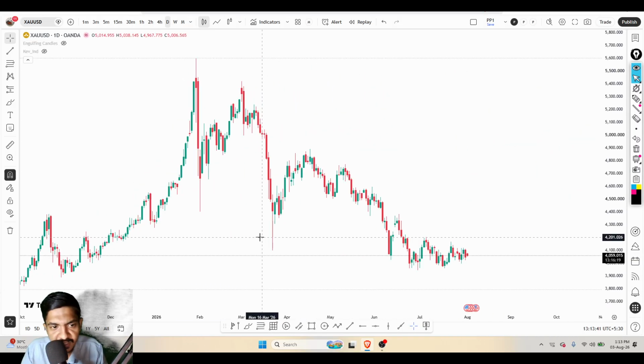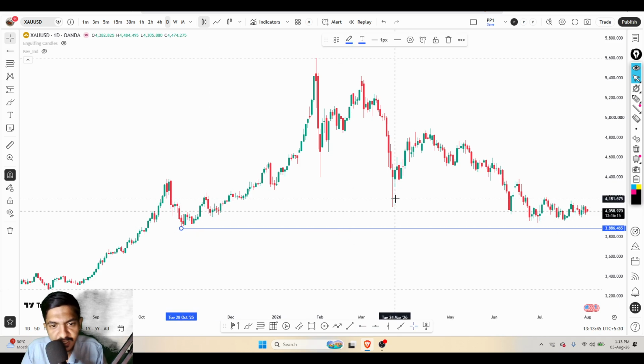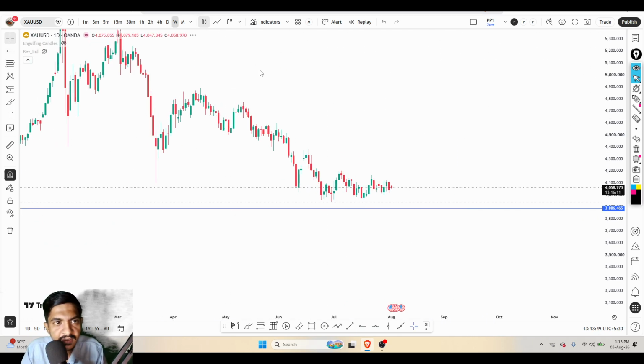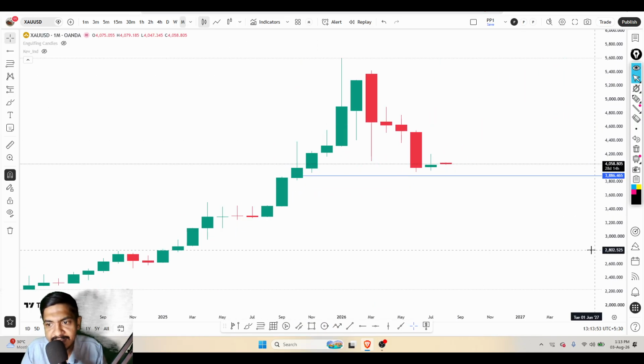Okay, traders, same thing I'll be doing over here. First, let me mark the liquidity so that I know the exact price. Okay, so it's done. Let's move on to the monthly time frame over here, and let's have a look at the candle.